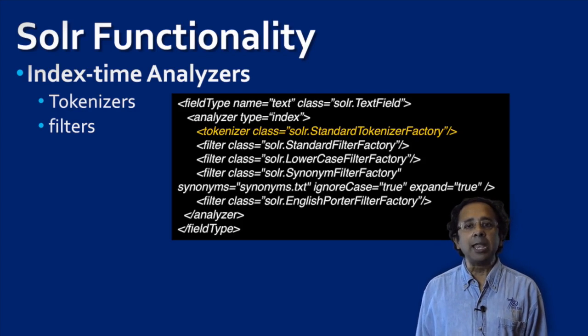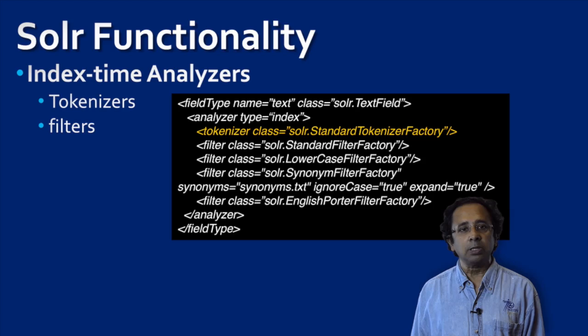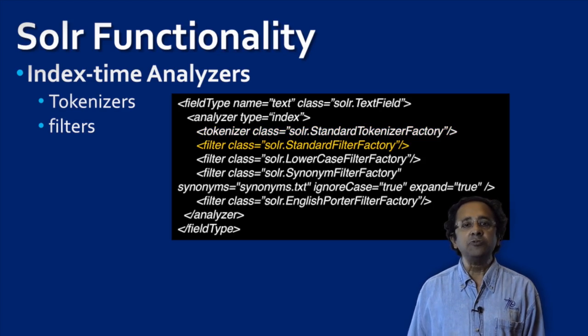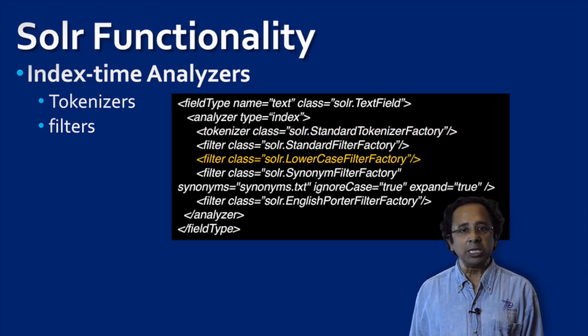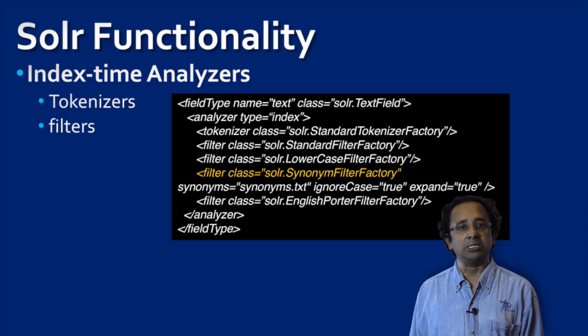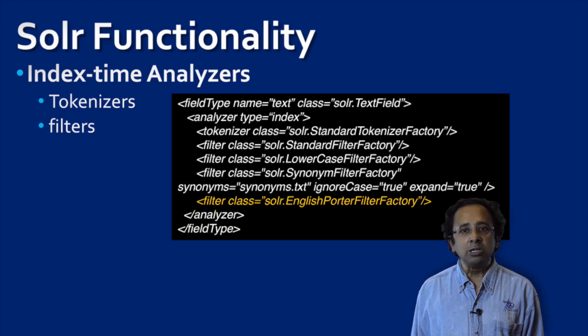It uses a standard tokenizer that gets the words with immediate punctuation. The first filter removes the punctuations. The second filter turns everything into lowercase. And the third filter uses a synonym file to ensure that all the synonyms get the same token after ignoring the case. The last filter removes common English words like a and the.